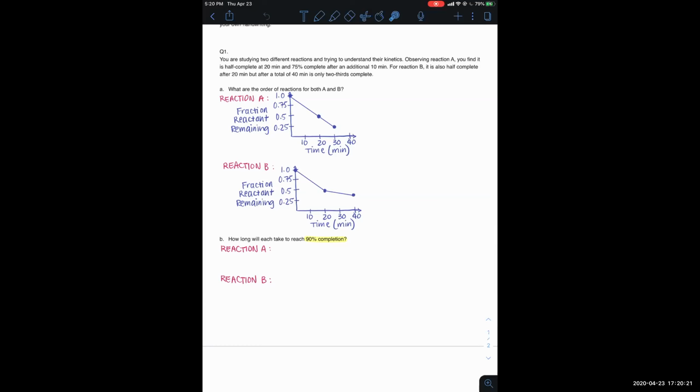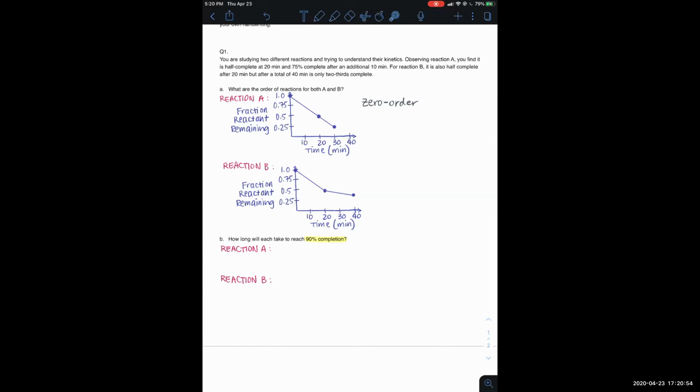So which order reaction is independent of reactant concentration? Someone can just shout it out. Zero order. Yes. Okay, exactly. So since the reaction decreases linearly, we know that this is a zero order reaction. That's that. And then we can do the same thing for reaction B.